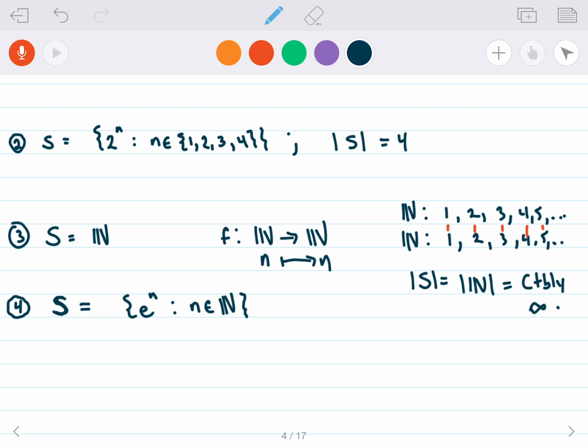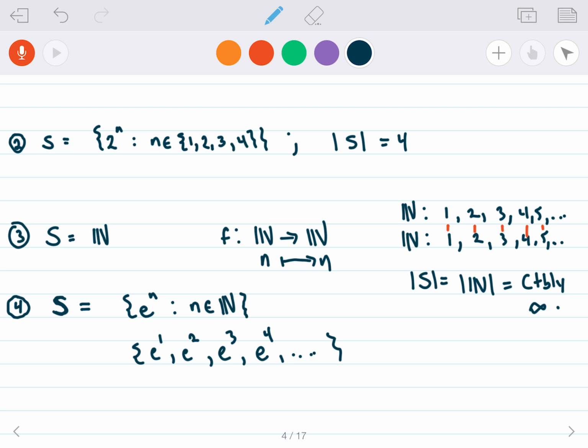Okay, so here's our set, S equals e to the n, such that n is a natural number. Okay, so you might start by thinking, well, what's the cardinality of this set? And you might start listing elements, e to the 1, e to the 2, e to the 3, where n can be any natural number.